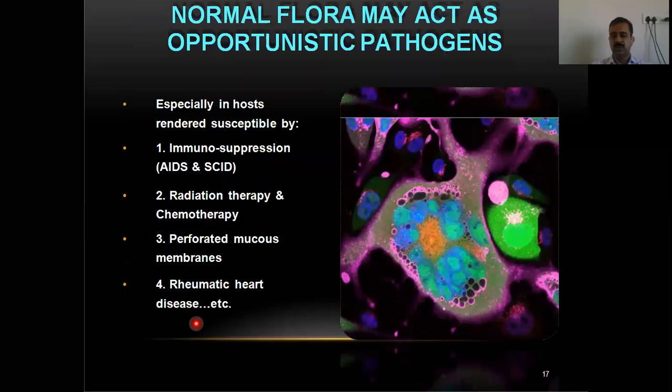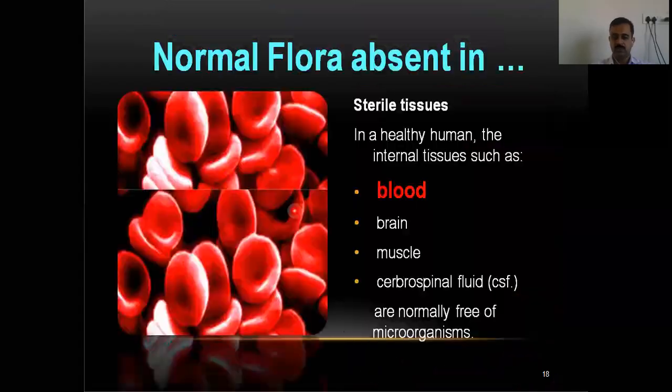Now, opportunistic pathogens, especially in the host rendered susceptible by immunosuppression, that is AIDS or SCID, radiation therapy and chemotherapy, perforated mucous membranes, and rheumatoid arthritis. It means that whether the bacteria of the normal flora become pathogenic will ultimately depend upon these conditions. In a normal sense, they are very much normal, but under certain circumstances, they become specifically harmful to the host.